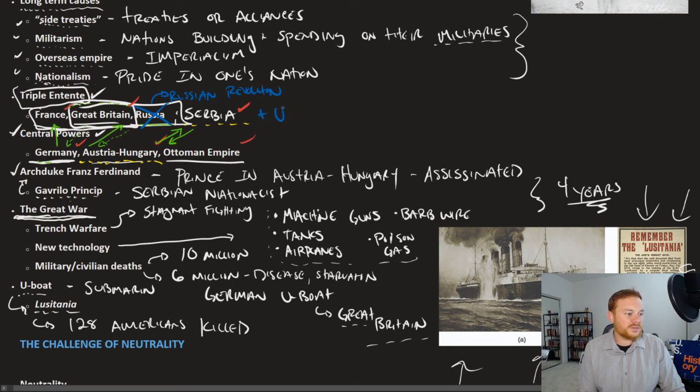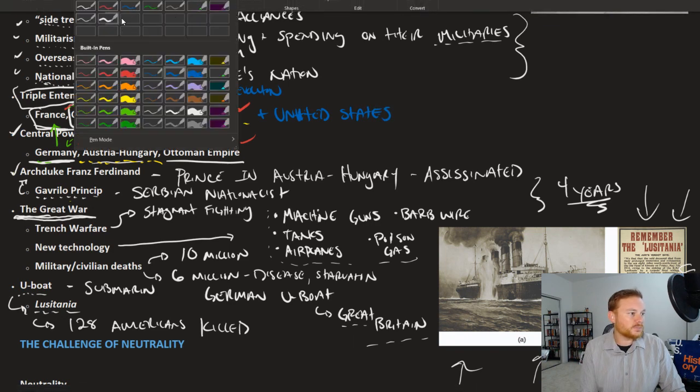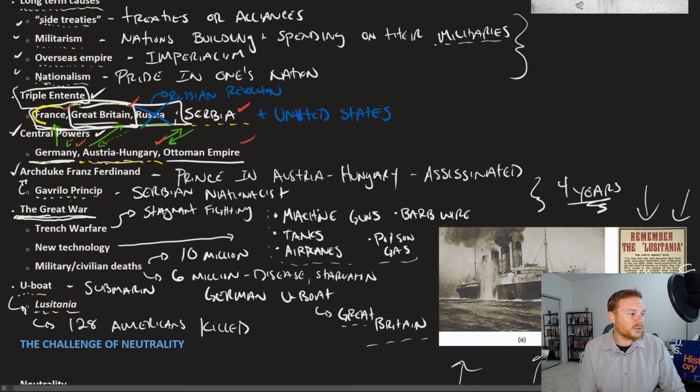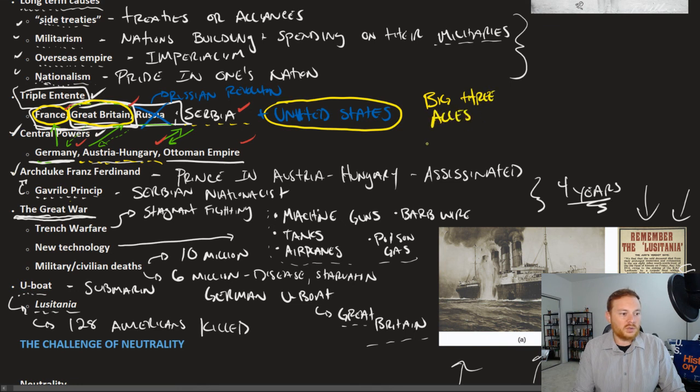But by 1917, with the United States, we would refer to these three powers: France, Great Britain, and the United States. We'll call them the big three allies in World War I. And they, of course, are fighting against Germany, Austria-Hungary, and the Ottoman Empire. And this is only after 1917 when the United States joins the conflict.